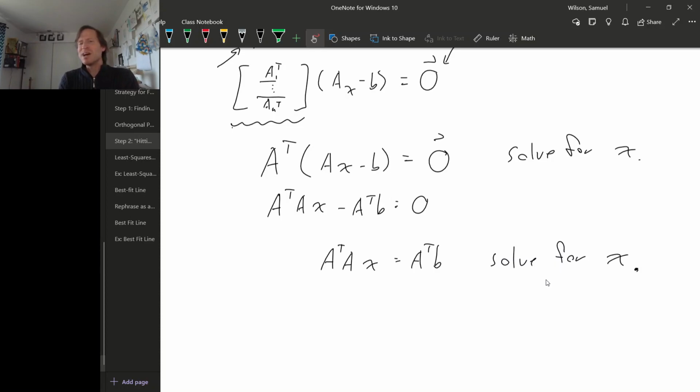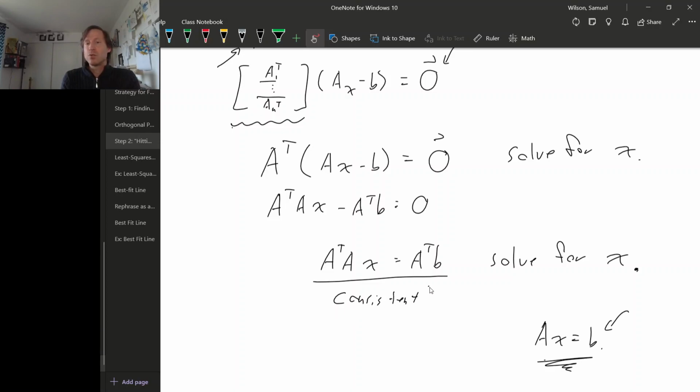Now, it might seem that we haven't made any progress, because remember, at the very beginning, what we were trying to solve was the equation Ax equals b. And the whole problem was that this equation might be inconsistent. So it seems like, well, we've just replaced one equation with another equation. But the key thing here is that this new equation is guaranteed to be consistent. There will always be a solution. Why is that the case?